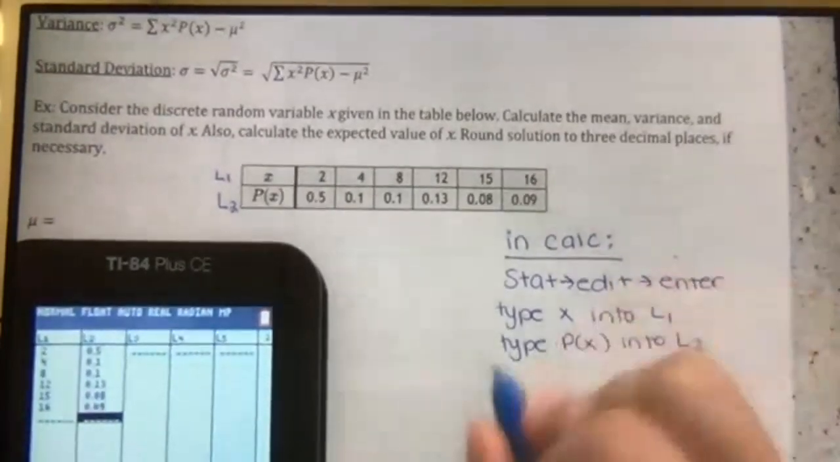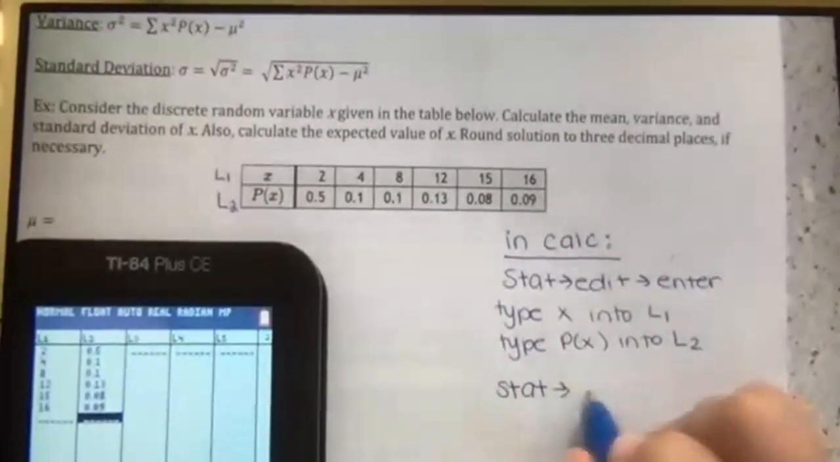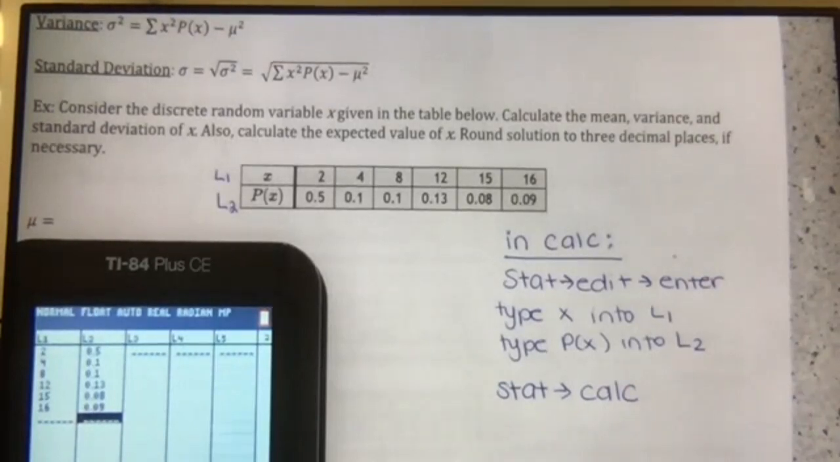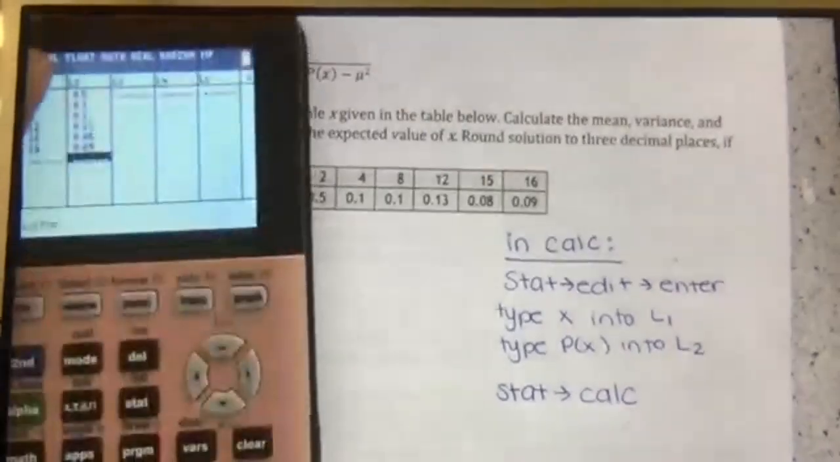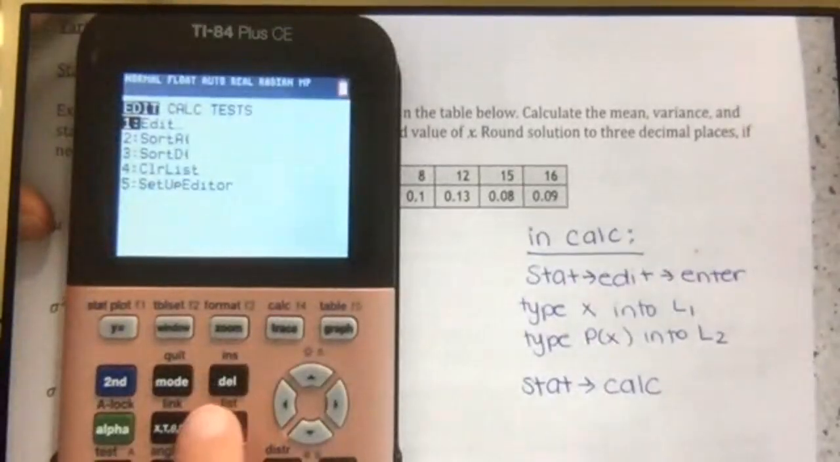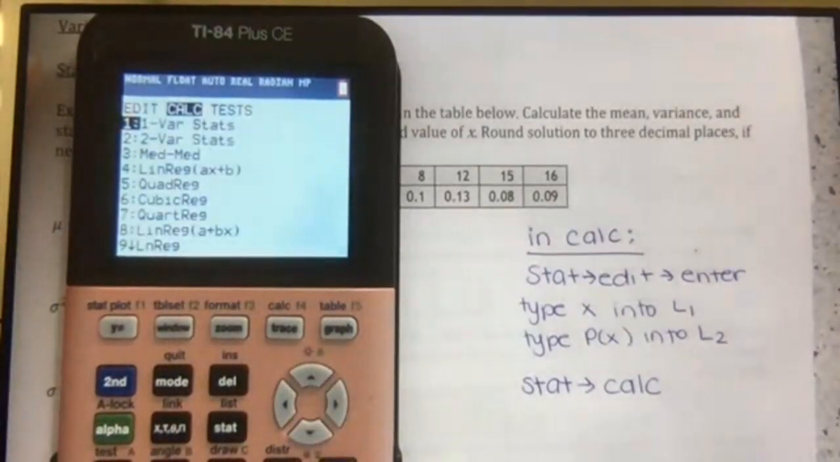So now we're going to go back to our stat menu. Now we want it to do something with our data. So we're going to go over to calculate. I'll try to give everyone a minute because I know I type it in fast. It's not typed in already. So going back to our stat menu, just pressing stat, scrolling over with my arrows to go over to calculate.